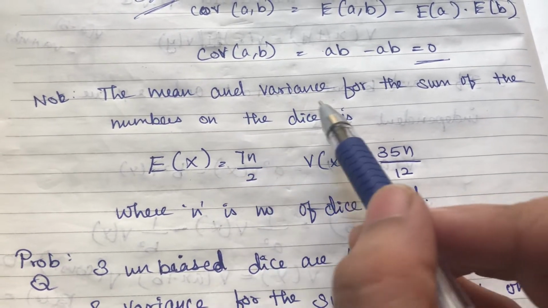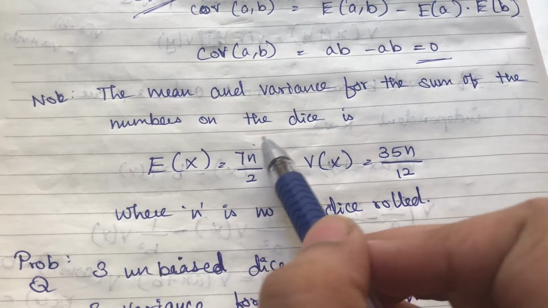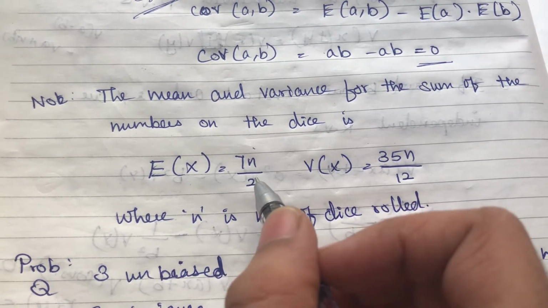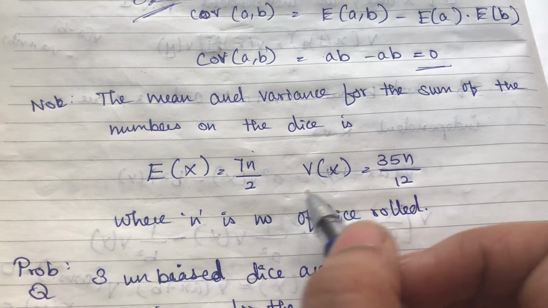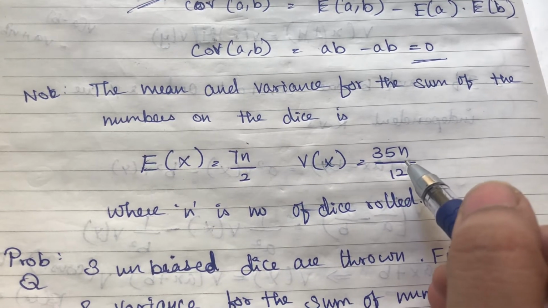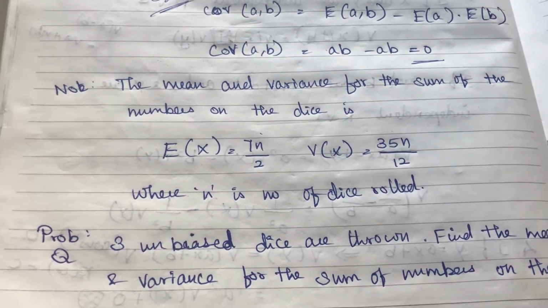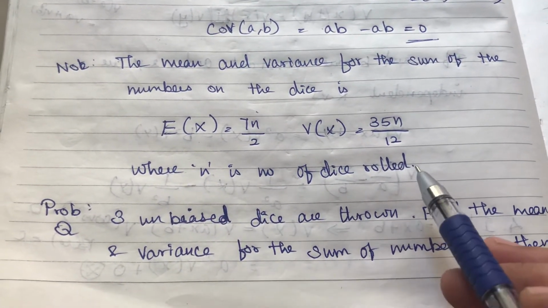Okay, and there comes a note for dice. So mean and variance for the number of dice: if it is for expectation we have to write 7n by 2. If it is for variance we have to write 35n by 12. Okay, here 12, here 2, where n is the number of dice rolled.